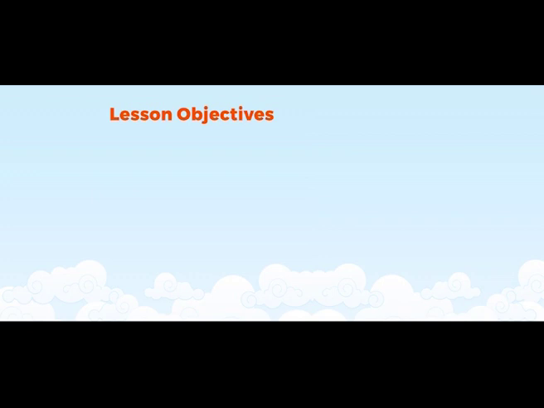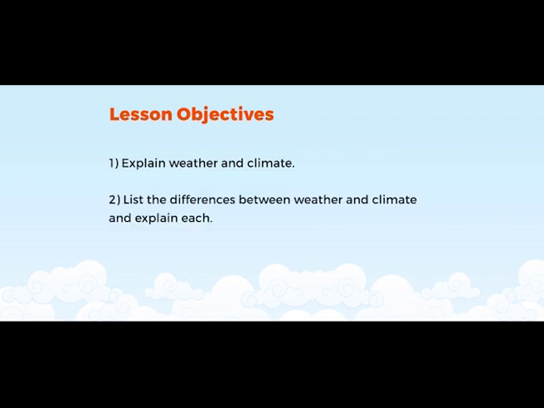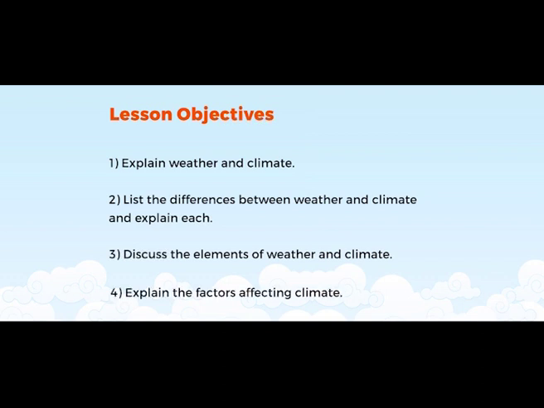Today I will take you through a geography lesson on the topic weather and climate, Key Stage 3, Class 7 and 8. First we will go with the lesson objectives. After this presentation, all of you should be able to explain weather and climate. Second, list the differences between weather and climate and explain each. Third, discuss the elements of weather and climate. And finally, explain the factors affecting climate. So these are the lesson objectives.